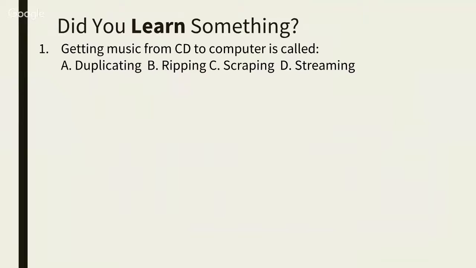Well, did you learn something? I think I did. Let's go through the questions. Getting music from a CD to a computer is called A, duplicating, B, ripping, C, scraping, or D, streaming. That's what we call ripping.